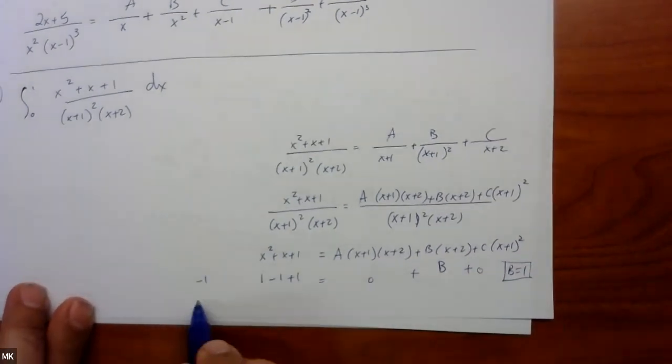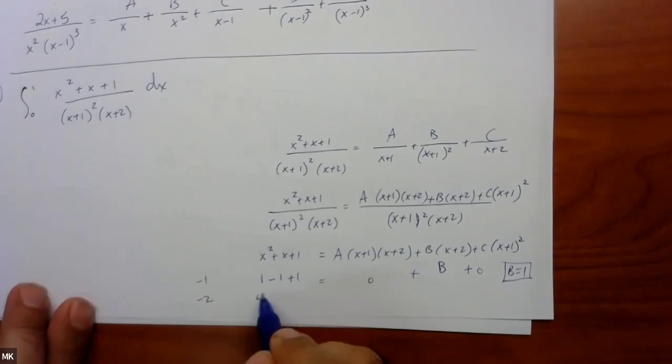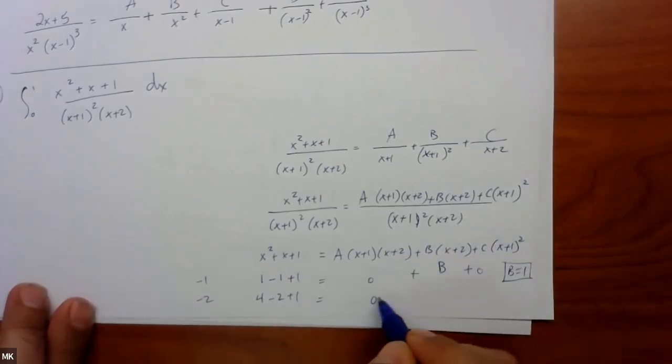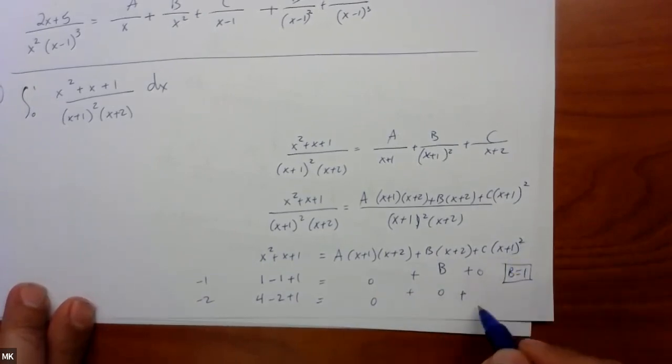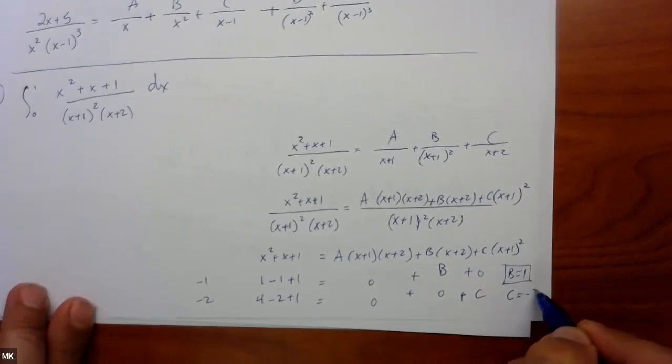Now I'm going to pick -2. -2 squared is 4 minus 2 plus 1. This part would be 0. This part would be 0. And then I get -2 plus 1, which is -1 squared is 1. It's c. So c turns out to be -2.